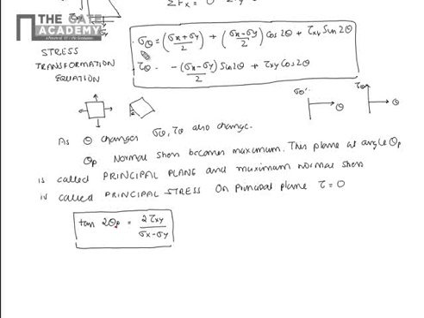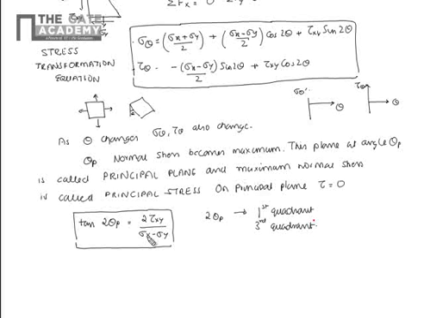That is nothing but the maximum and minimum principal stress. From this equation, we can see that tan 2 theta p has two positive values. So 2 theta p can take two values, one in the first quadrant and another in the third quadrant, because tan theta is positive in the first quadrant and third quadrant. For one tan theta, you have two angles.